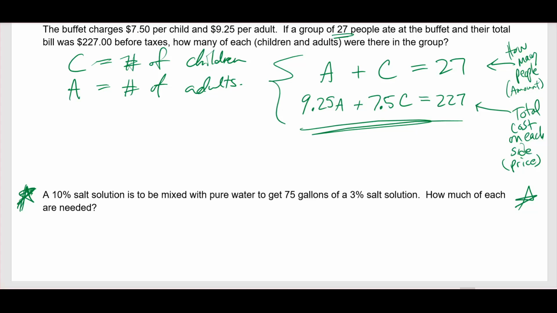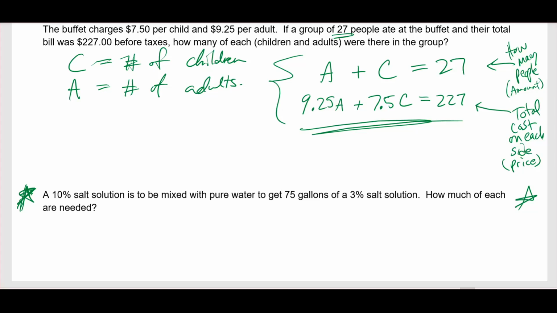I'm not sure how much meaning my statement will have, but this one really isn't any different than the one above it. So we've got a 10% salt solution. We're going to mix it with pure water to get 75 gallons of a 3% salt solution. So how much of each are needed?